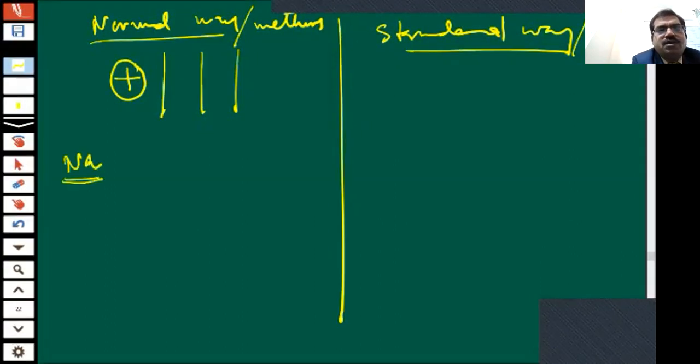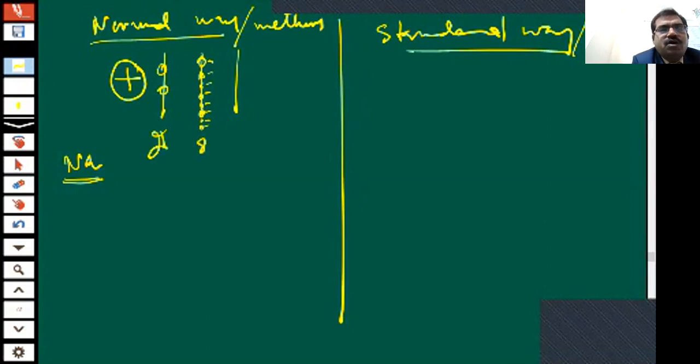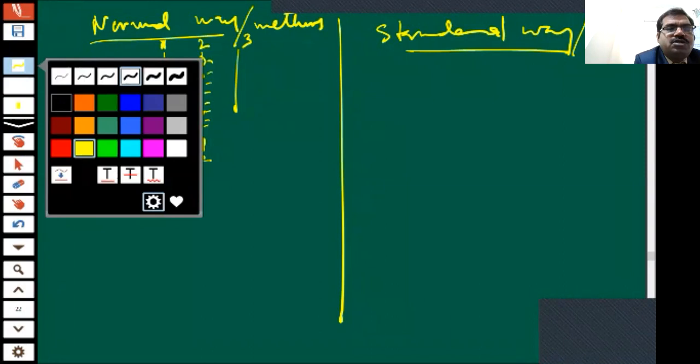Sodium has 2 electrons in the first orbit, 8 electrons in the second orbit, and in the third orbit, only 1 electron is there. This is the first orbit, this is the second orbit, and this is the third orbit.